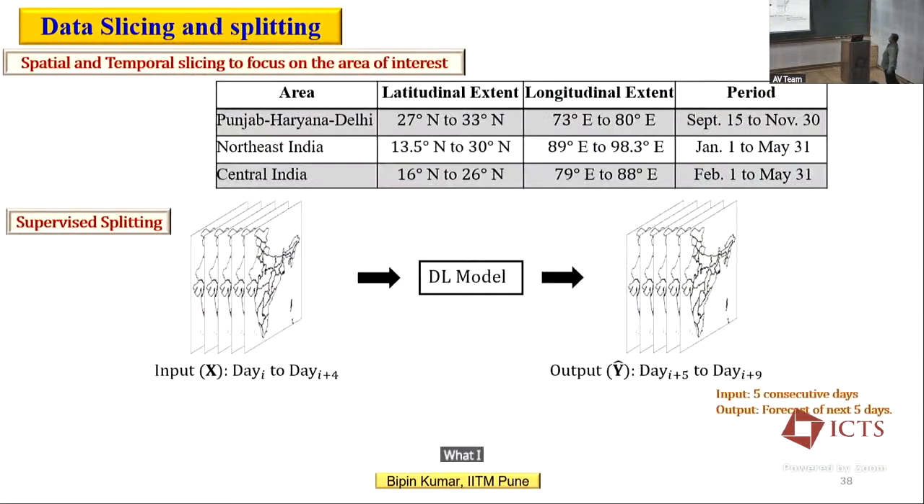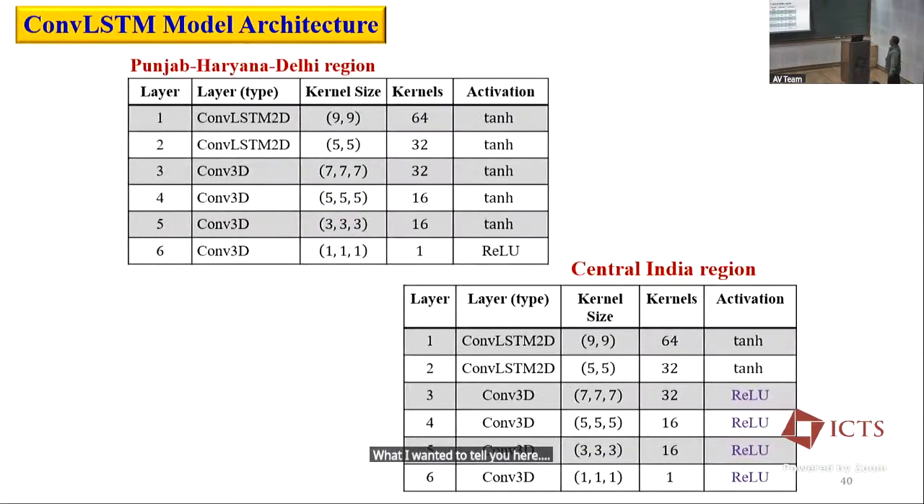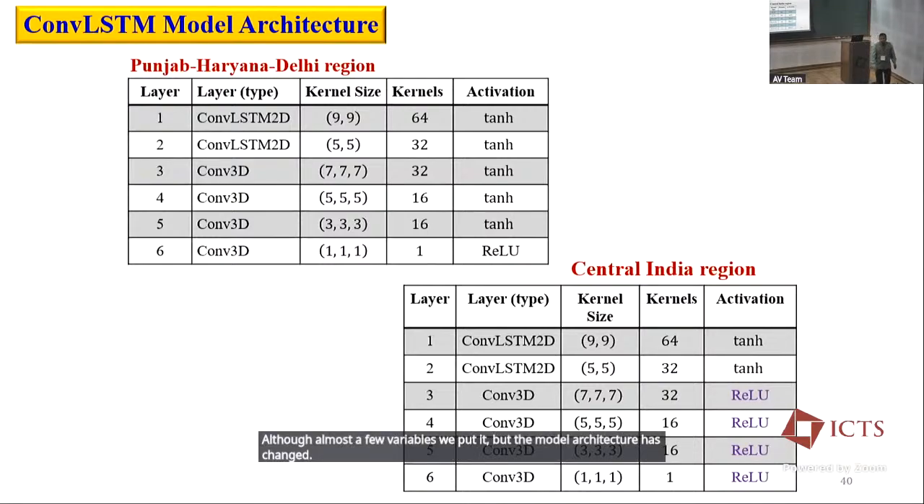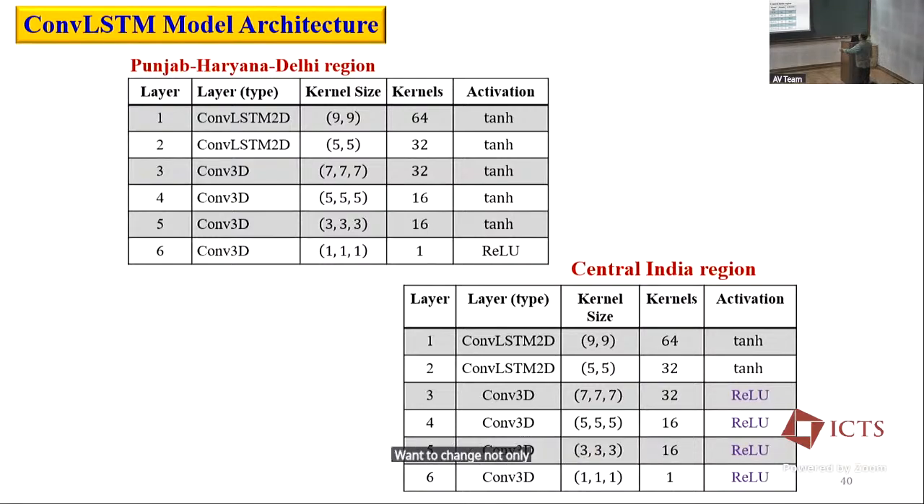What I wanted to tell you here, see the difference. We don't have much time. This was the Punjab Haryana model. We have to do a lot of work to find out why the model is not working. Although we put in a few variables, the model architecture is changed. What to change? Not only the kernel size, but we have to do a lot of experiments.